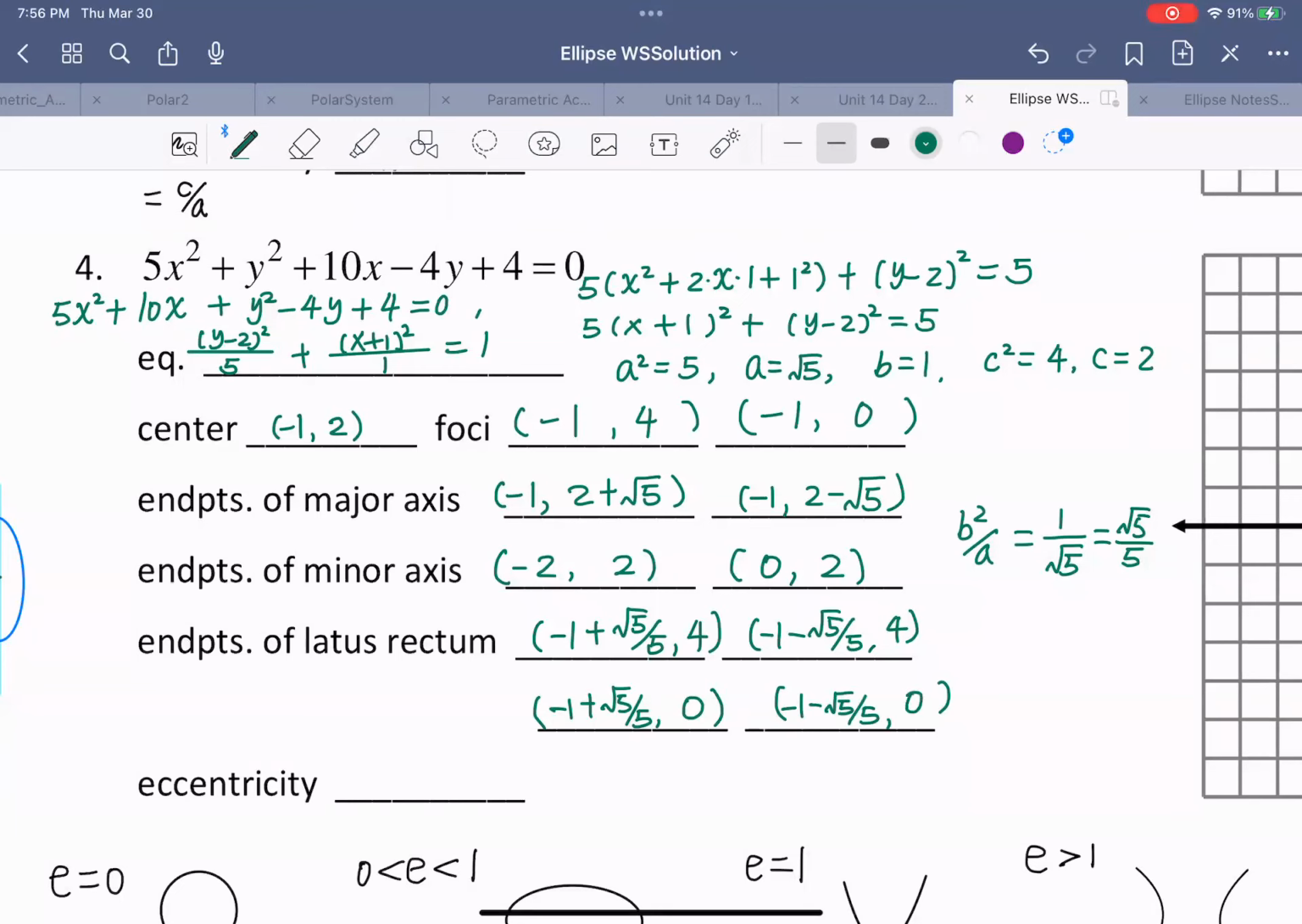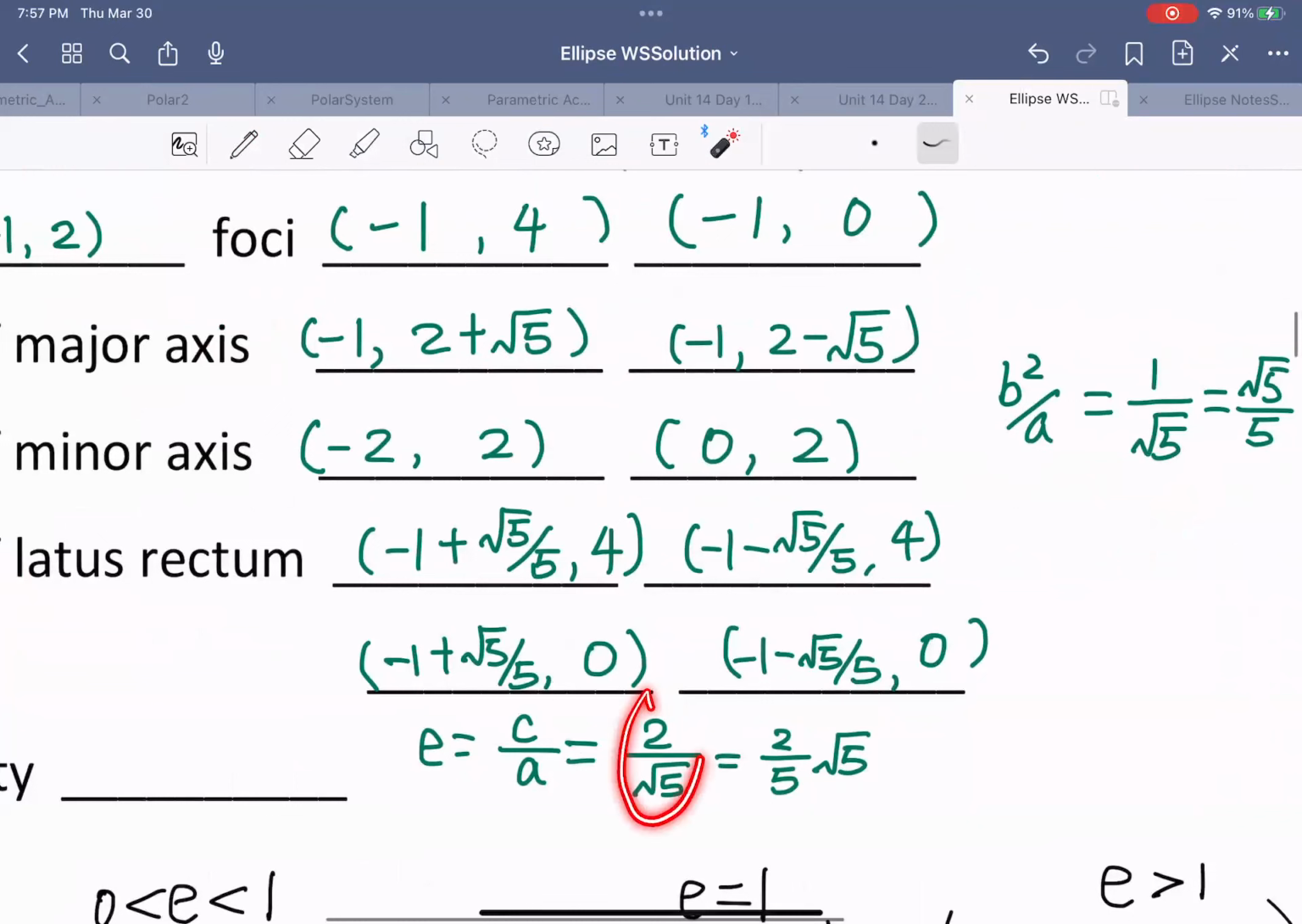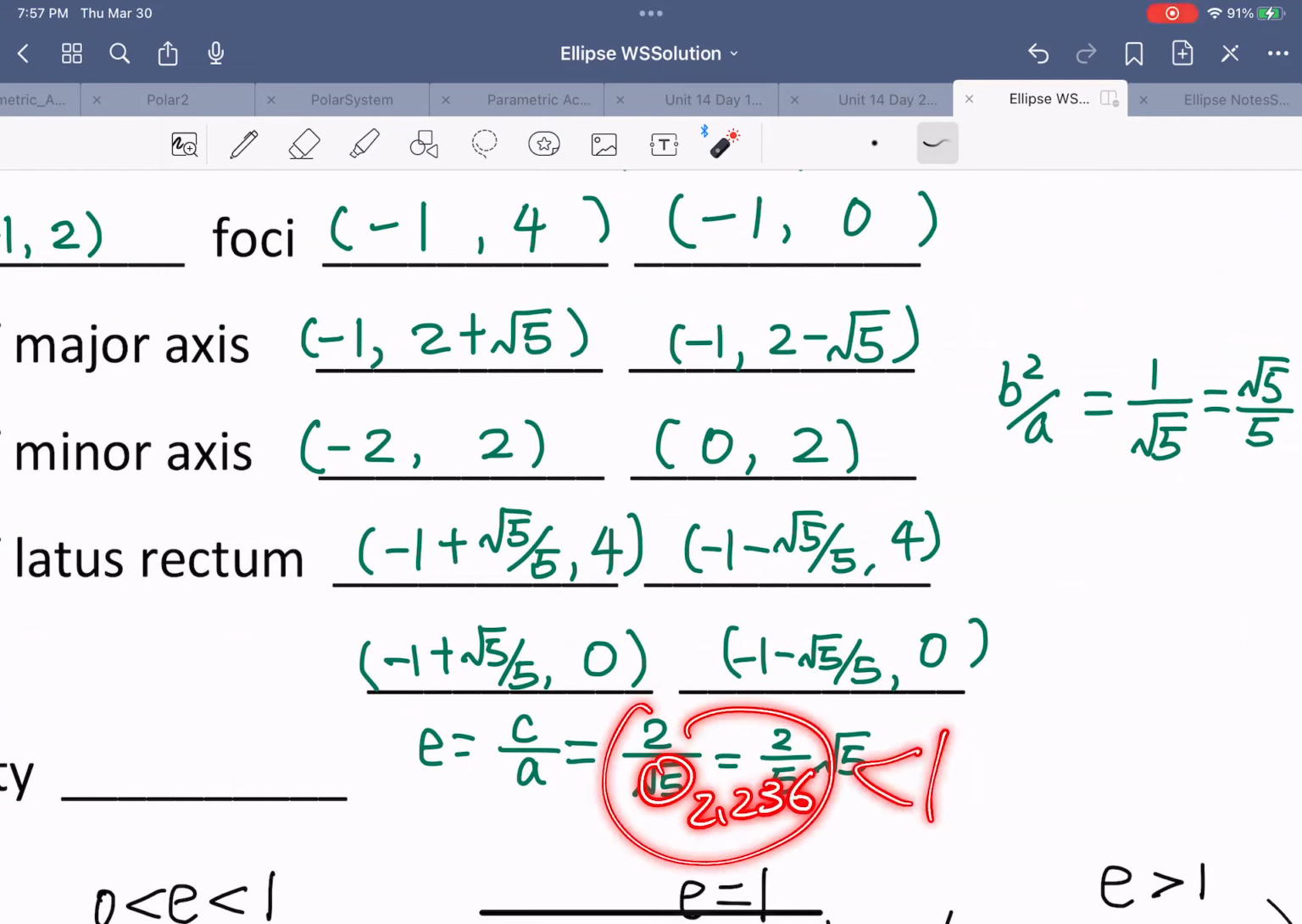Yes. Eccentricity will be? How do you get eccentricity? C over A. Let's see. 2 over square root of 5. Yes. This is 2 over 5 times square root of 5. Okay? When students say, oh, how do you know this is less than 1? Well, square root of 5 is 2.236. So this is less than 1. Okay?